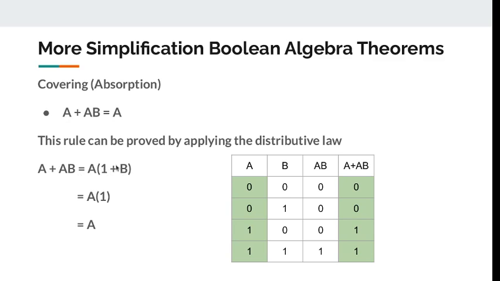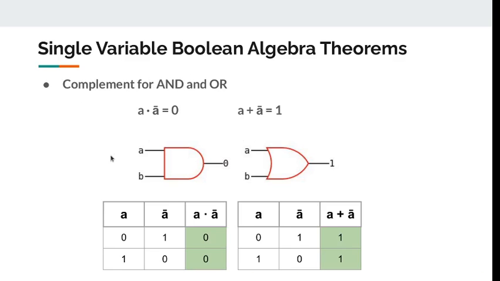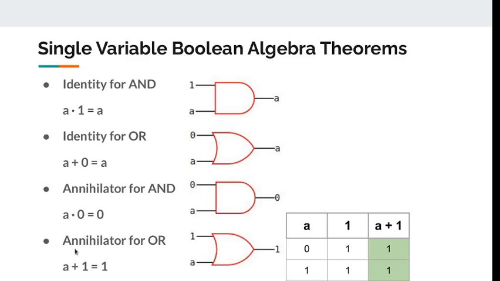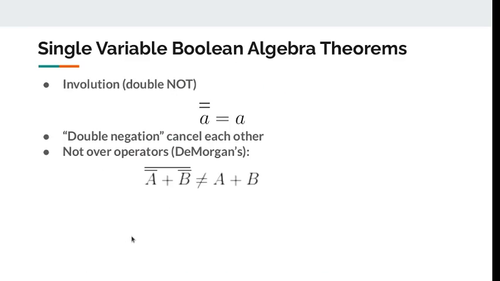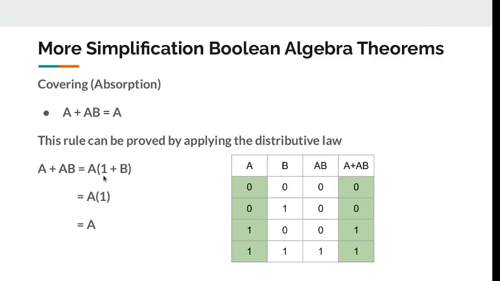And this 1 or B is equal to 1. If you go back here, anything OR 1 is equal to 1. So it's the annihilator for OR. So A or anything or 1 is equal to 1. So all this member here is equal to 1. And again, A or anything and 1 is equal to A.